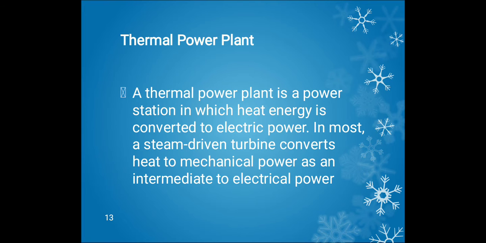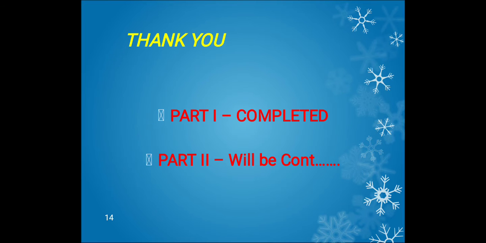The power plant is a station in which heat energy is converted into electrical energy. The steam strikes a turbine, which is directly coupled to the generator, and it produces electricity. After striking the turbine, the steam passes through the condenser, where it is converted into water.